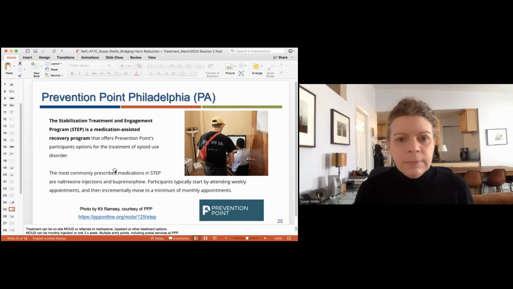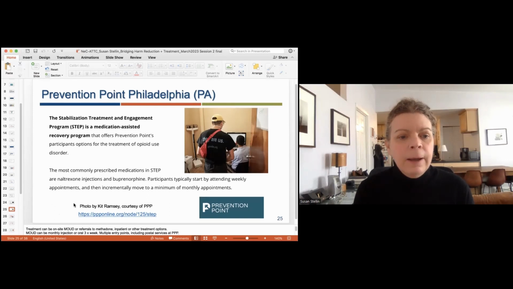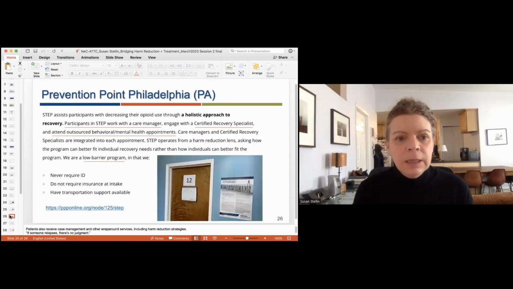So there's a lot of entry points someone might have to this program. They're offering different options, with buprenorphine, it can be a monthly injection or coming in for the oral several times a week. But they've really seen an uptake in this, particularly since coming out of the pandemic. They had, as of June 2022, about 400 people participating in this program.